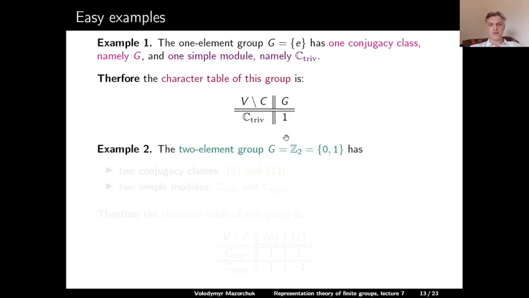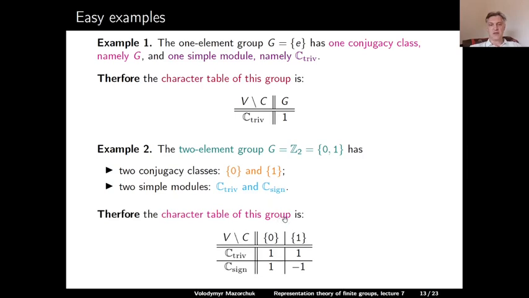Example 2, consider the unique two-element group Z2. So this is the group of residues modulo 2 with respect to addition. This group is commutative, and so each element is its own conjugacy class. So we have two conjugacy classes, one consisting of the element 0, the identity element in the group, and one consisting of the element 1. And we have two simple modules. The trivial module, where both 0 and 1 act as the identity, and the sign module, where 0 acts as the identity, and the element 1 acts as minus 1, it changes the sign.